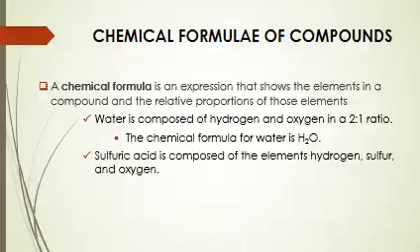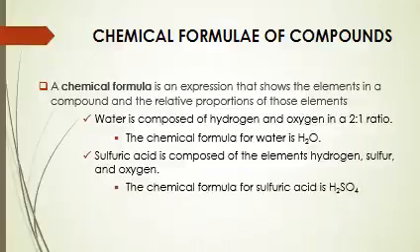So let us also look at another example of sulfuric acid. So sulfuric acid is also composed of elements of hydrogen, sulfur, and oxygen. So the chemical formula of sulfuric acid is H2SO4. So as you can see in that formula, that formula also shows the elements which are present in that sulfuric acid, and it also shows the ratio of hydrogen, sulfur, and oxygen.